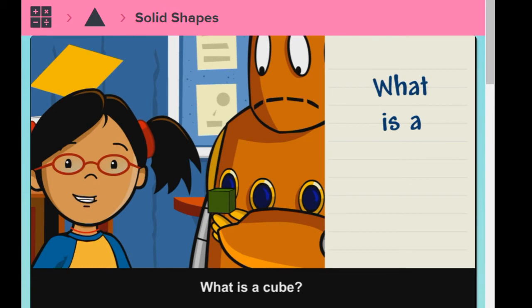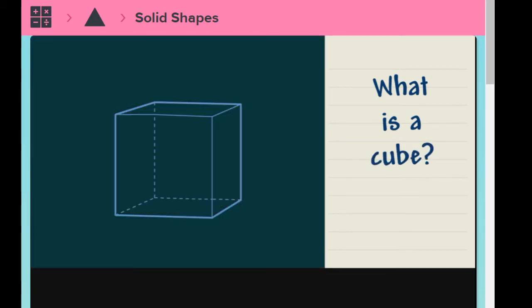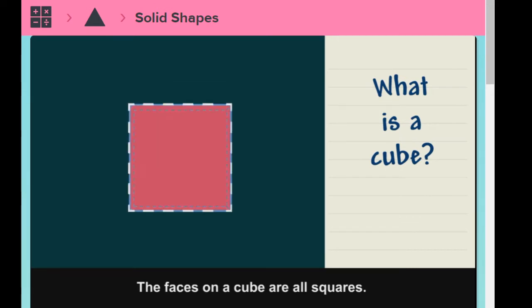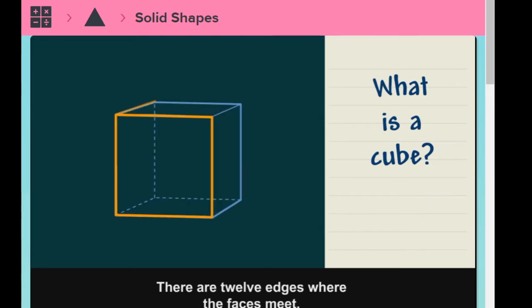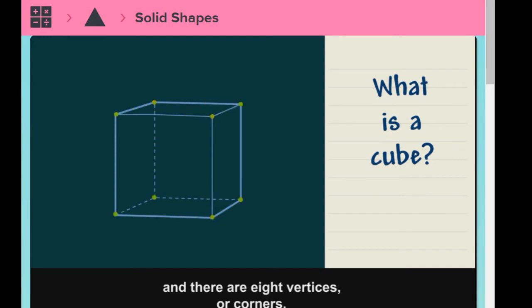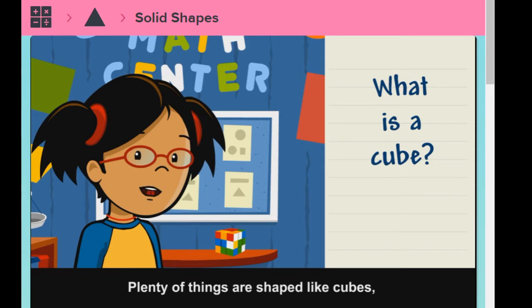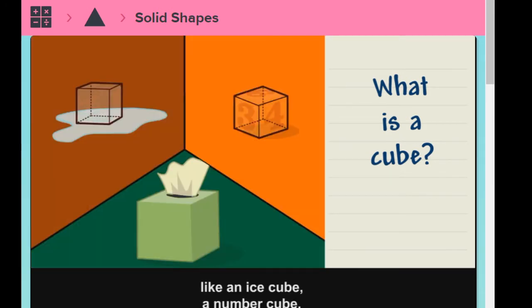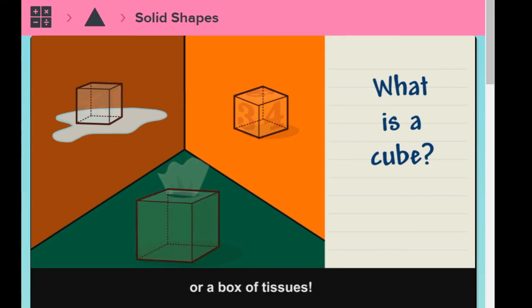What is a cube? A cube is a solid shape. It has six faces or flat sides. The faces on a cube are all squares. There are 12 edges where the faces meet, and there are 8 vertices or corners. Plenty of things are shaped like cubes, like an ice cube, a number cube, or a box of tissues.